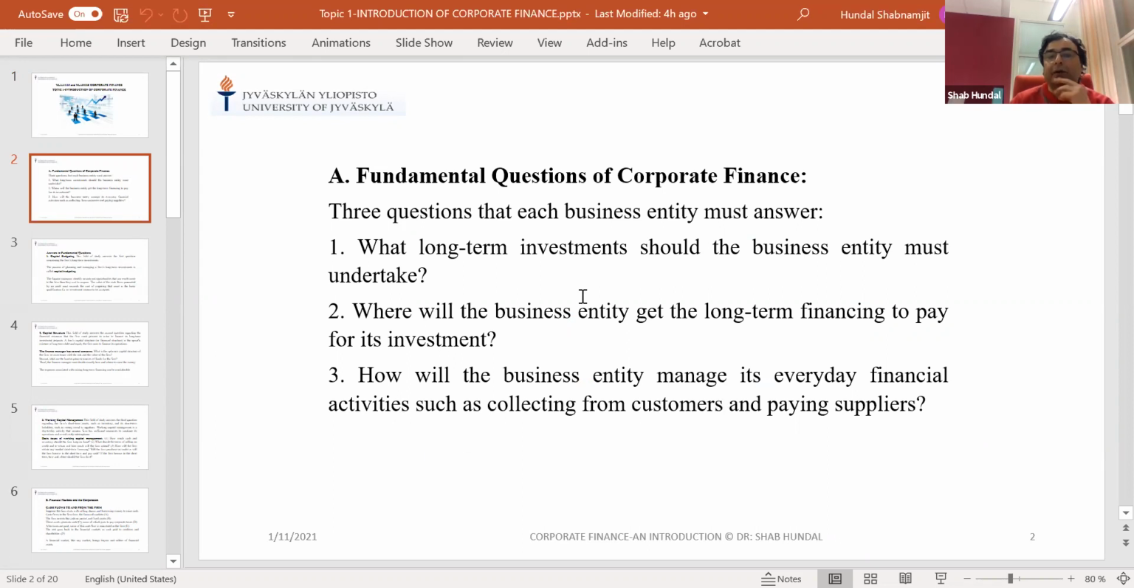The first one is what long-term investments the business entity should undertake. The second is where the business entity will get the long-term financing to pay for its investments, because without investments, you can't sustain, you can't grow. Even if you want zero growth, you still have to invest to keep at the zero level, lest you become negative. And the third is how the business entity will manage its everyday financial activities, such as collection from customers and paying the suppliers. These are the three main things underlying the spirit of corporate finance.